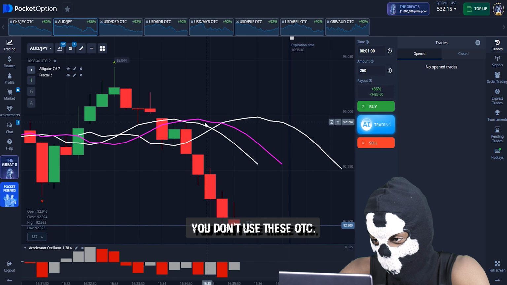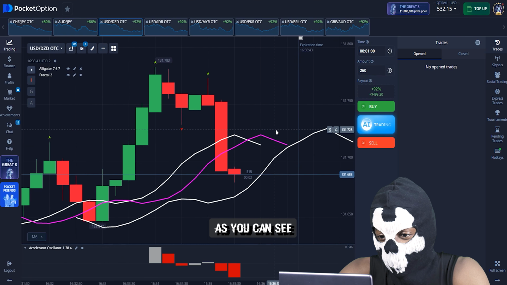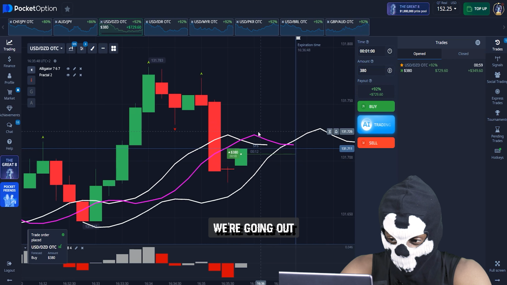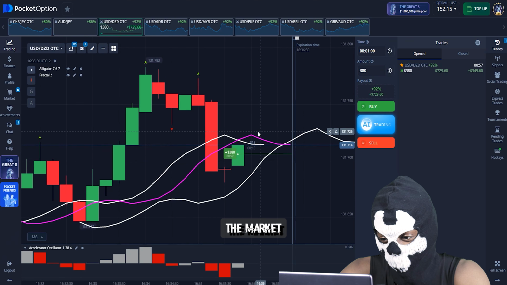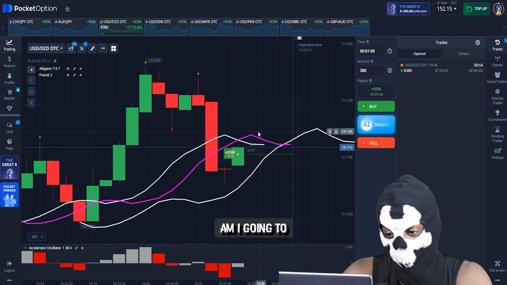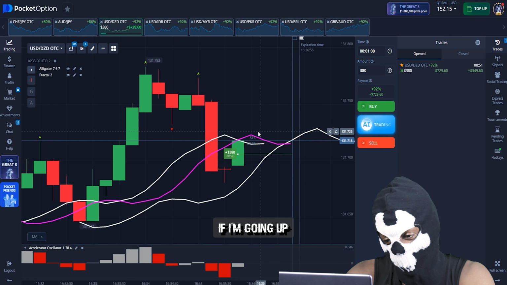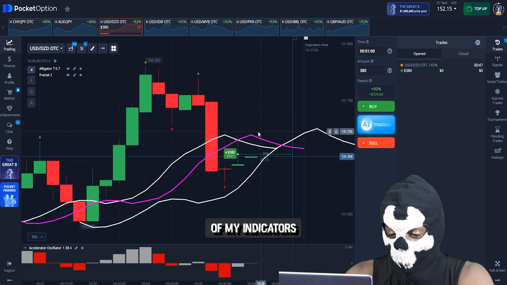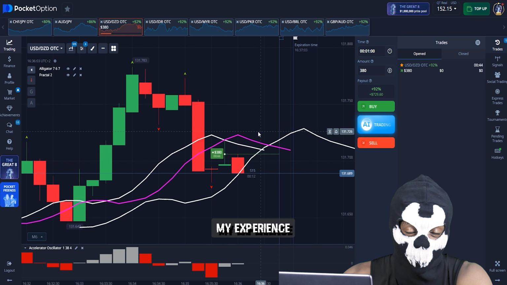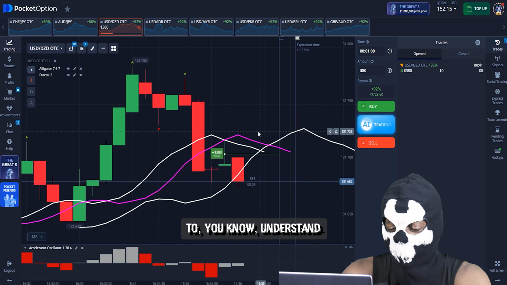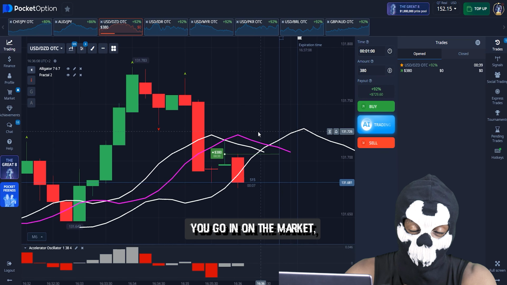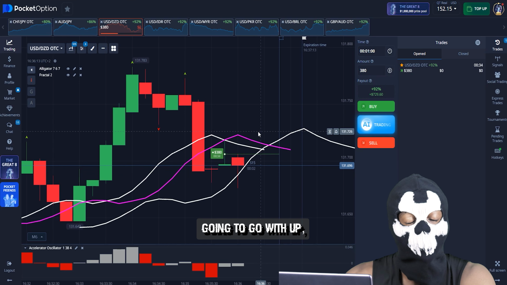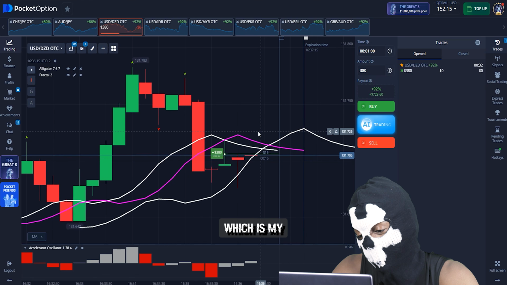Let's move on to the next trade. We're going to use this OTC here, as you can see. We're going to use $380 on up. Again, we're going up. As usual, I had to analyze the market for a bit to understand where I'm going to place the trade, if I'm going to place it up or down. Of course, I did this with the help of my indicators and also my experience in trading, to understand what's really going on in the market. You know what I mean? So that's what got me to the decision of going with up, which is buy.